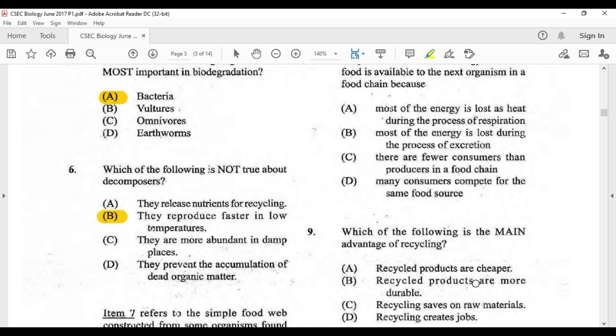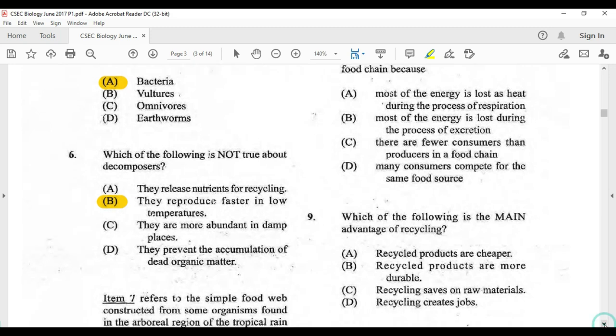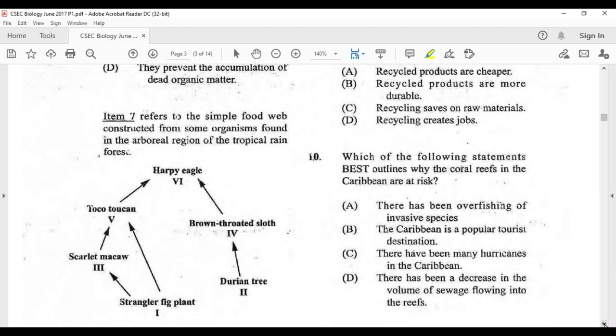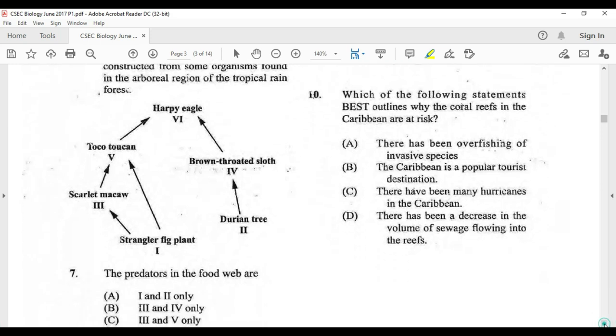And we move on to question number 7, which refers to another diagram that fits a food web. Item number 7 refers to the simple food web constructed from some organisms found in the arboreal region of a tropical rainforest. Arboreal means we are talking about things like birds in the trees. They are usually found there. So let us move on down.